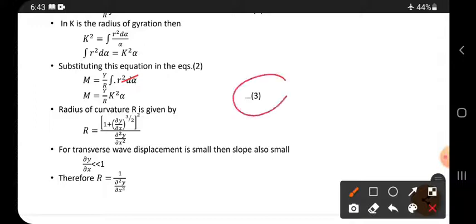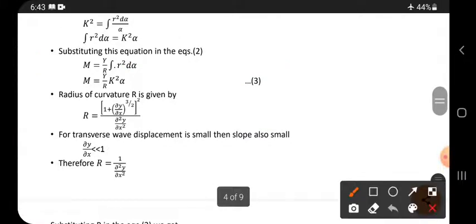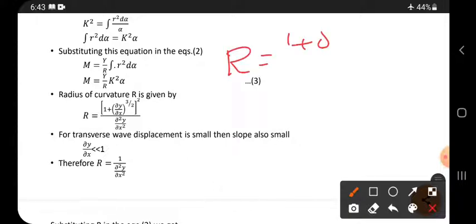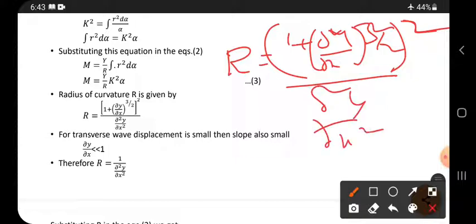Let it be equation 3. Next, the radius of curvature R is given by a separate formula, which applies only when bending moment occurs. R is equal to [1 plus (∂y/∂x)²] to the power 3/2, divided by ∂²y/∂x².